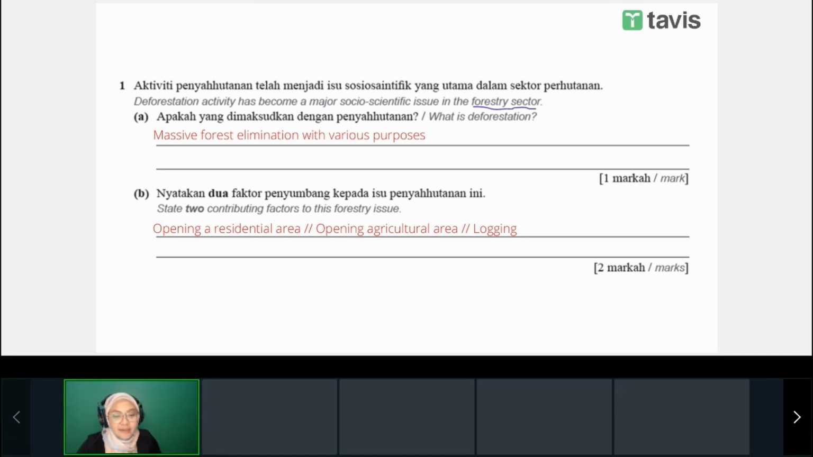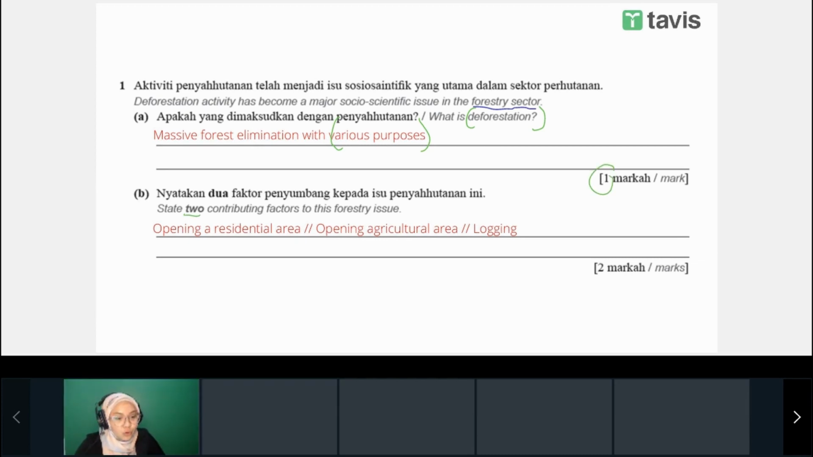What is deforestation? They want you to define deforestation. Deforestation is the massive destruction of the jungle. It's a massive forest elimination with various purposes. This is a theory question that you can think of, something to do with the application as well. So 1 mark over here.